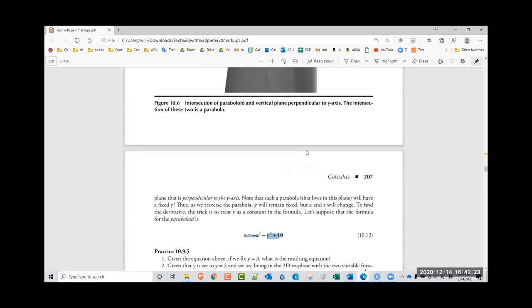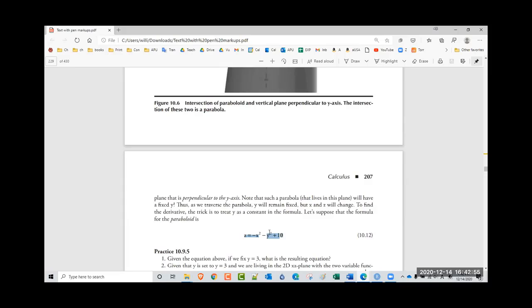So, okay, now here's the equation of the paraboloid. Which points are going to be on the parabola? Well, what are they going to be? They're going to be both in the plane and in the paraboloid. So to be in the plane, what do they have to satisfy?